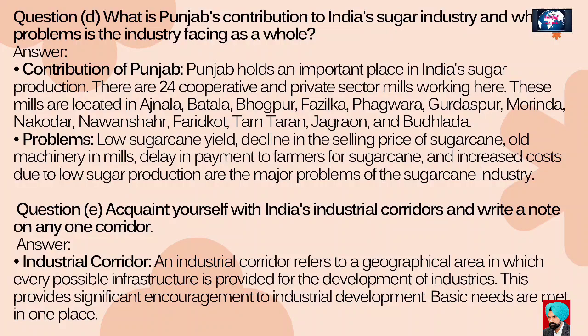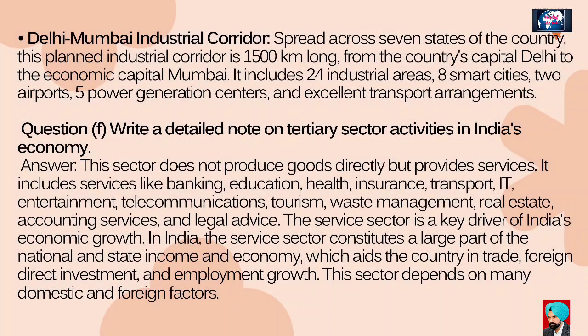Question E. Acquaint yourself with India's industrial corridors and write a note on any one corridor. Answer: Industrial corridor. An industrial corridor refers to a geographical area in which every possible infrastructure is provided for the development of industries. This provides significant encouragement to industrial development. Basic needs are met in one place. Delhi-Mumbai Industrial Corridor, spread across 7 states of the country. This planned industrial corridor is 1,500 kilometers long, from the country's capital Delhi to the economic capital Mumbai. It includes 24 industrial areas, 8 smart cities, 2 airports, 5 power generation centers, and excellent transport arrangements.